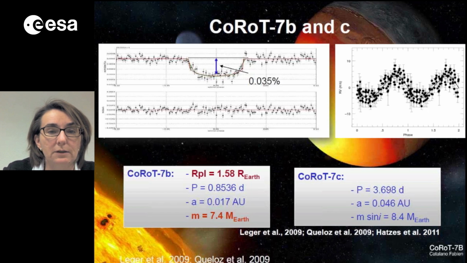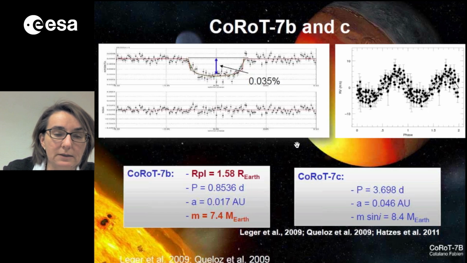Just to give you an example of how such measurements look, here we see the transit light curve. It's the brightness of the star. It drops as the planet goes in front of the star and goes back to its previous level. And this drop corresponds to only 0.035%. To the right, you see the radial velocity curve made to confirm the planet and to determine its mass. And this is a planet with only 1.6 Earth radii and 7 Earth masses.